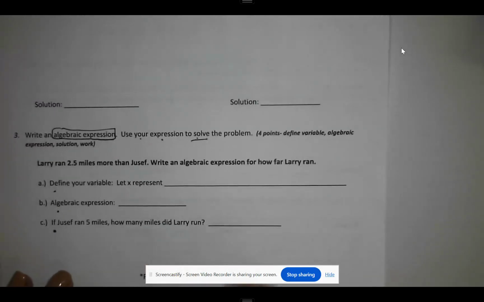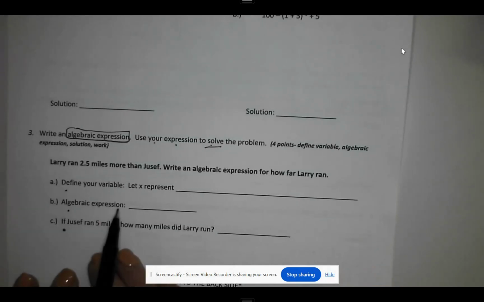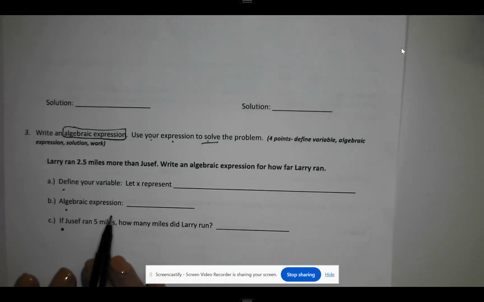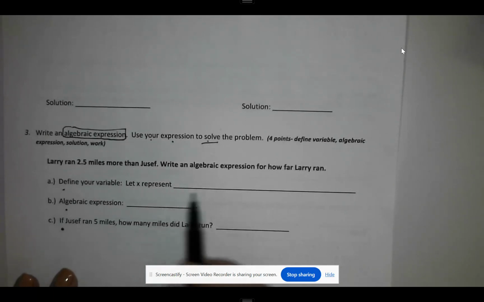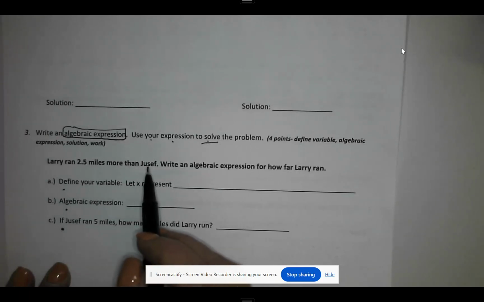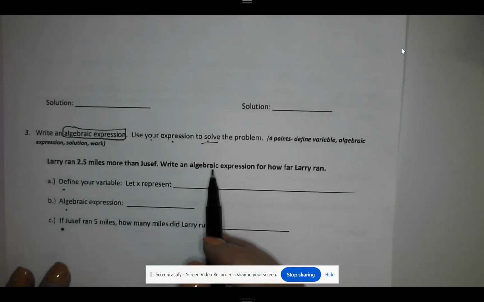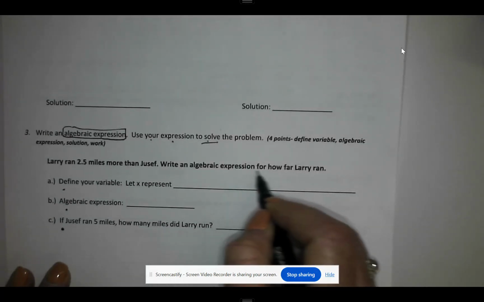I'm going to ask you to be very careful. I'm going to read the entire problem, parts A, B, and C, because when we're solving, part C is very important in order to have the correct variable representing the right part. Larry ran 2.5 miles more than Joseph. Write an algebraic expression for how far Larry ran.